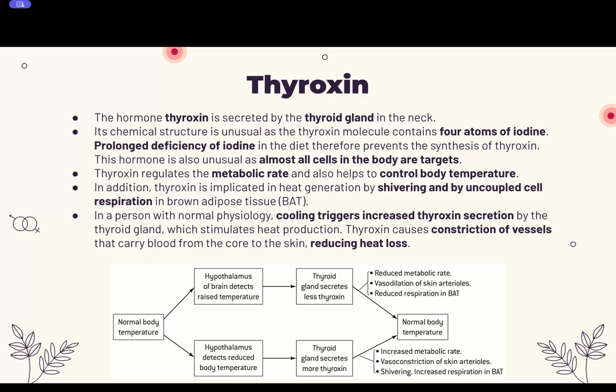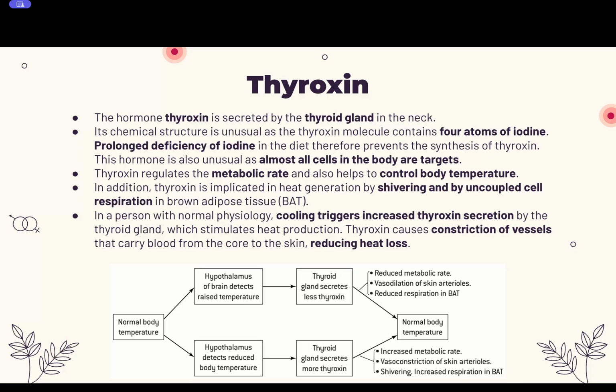Since it has 4 atoms of iodine, if you go a long time without iodine in your diet, then it prevents the synthesis of thyroxine and then causes something known as hypothyroidism. This hormone is also unusual, as almost all cells in the body are targets. Thyroxine regulates the metabolic rate and also helps to control body temperature within our body.